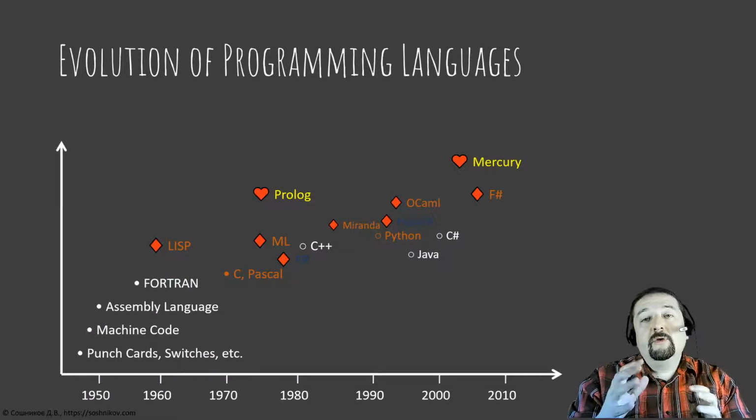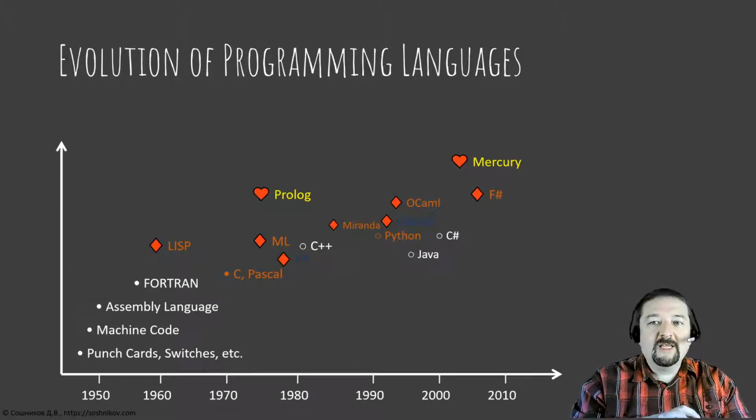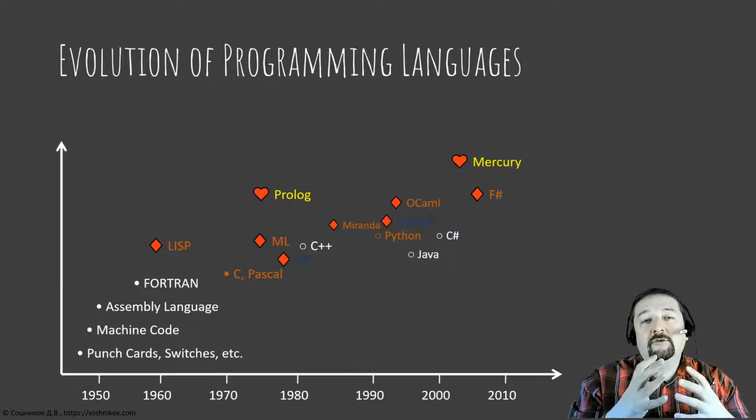So, if we look at the history of programming languages, we can see that they evolve. Definitely, humankind tries to come up with the best programming language. And that's why those languages are placed on this timeline, but they are also placed vertically on another axis. This vertical axis is hard to define, but roughly it means how expressive the language is.